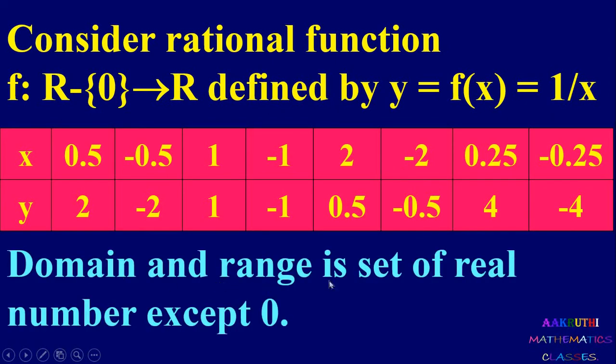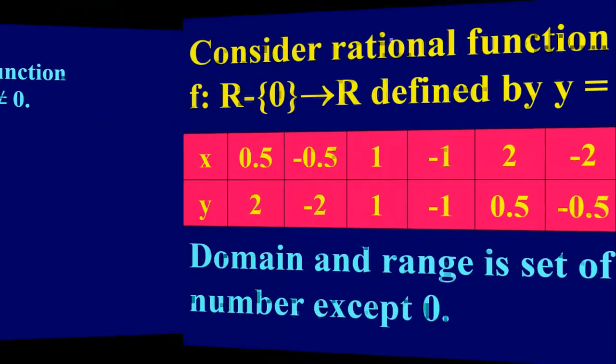Now here domain and range is set of all real numbers except 0. Here domain is set of real numbers except 0. Same way, range is also set of real numbers except 0. And here codomain is set of real numbers.